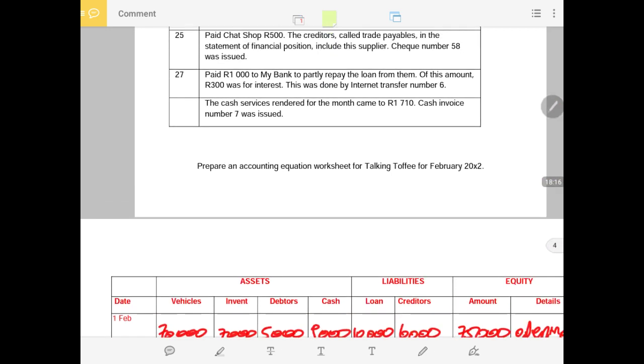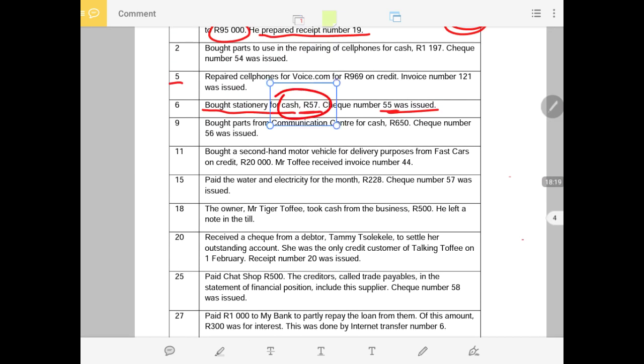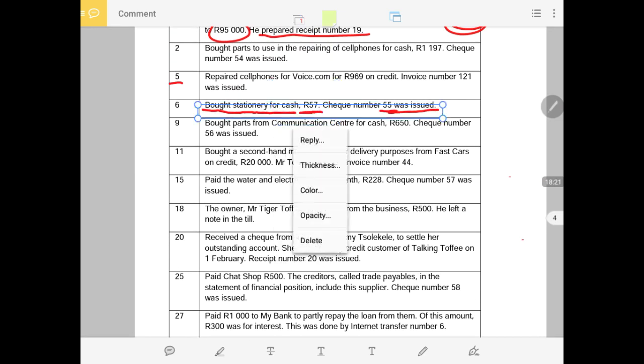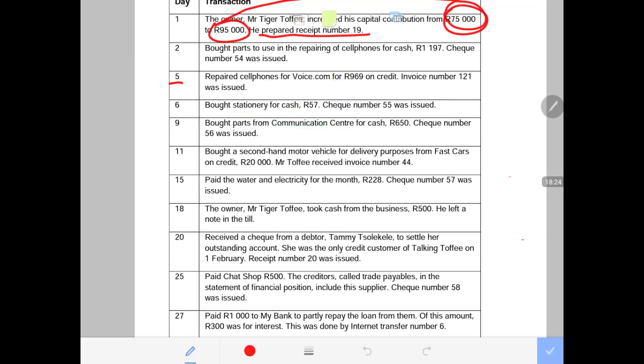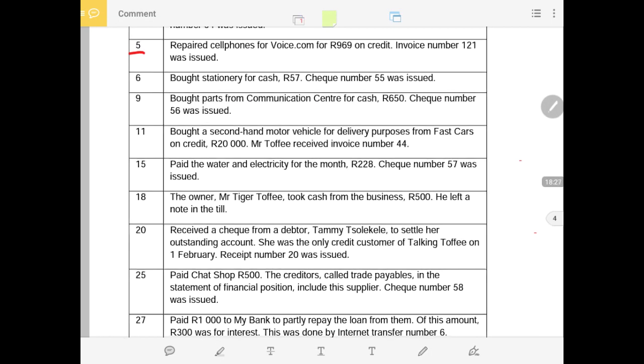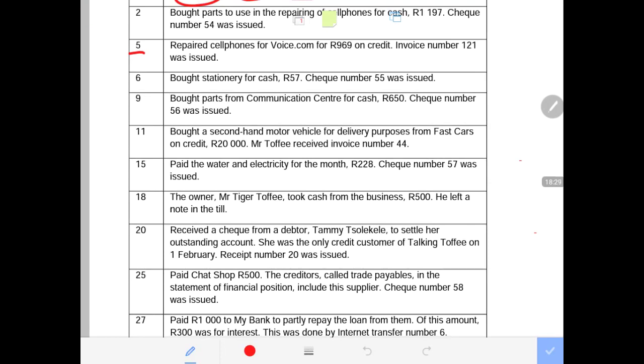Then let us go to the next transaction. Now we go to the next one, which is on the 9th day of the month. It says we bought parts from communication center for cash. How much? 650. Check number 57 was issued. Again, these are the parts that were bought. This is part of our stock, in other words, part of our inventory that we need to use in the repairing of the cell phones.